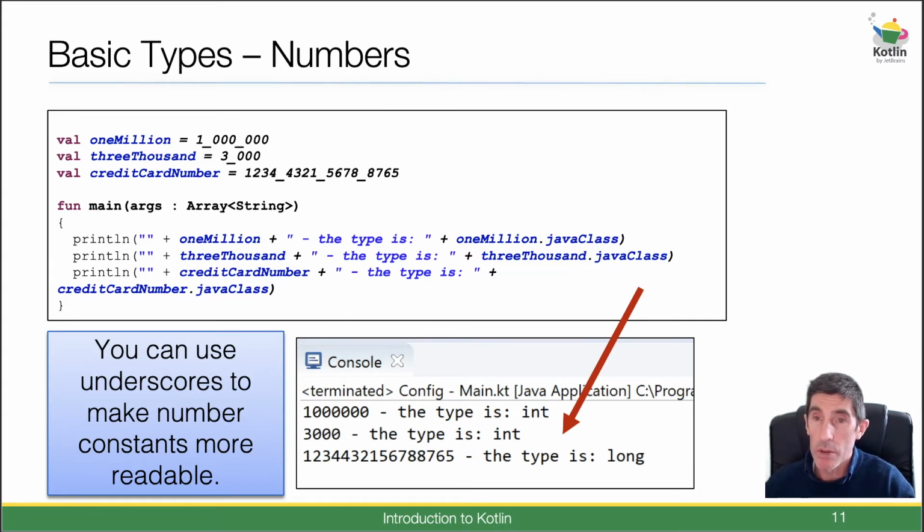So if you can see down in the bottom there, in our console, if we were to print out 1,000,000 and the type is 1,000,000.java class, or the next one 3,000.java class, or the credit card.java class, it tells us what those particular types are. So that credit card number would actually be of type long there, as you can see getting printed out. Okay.